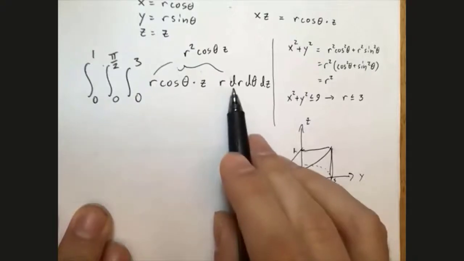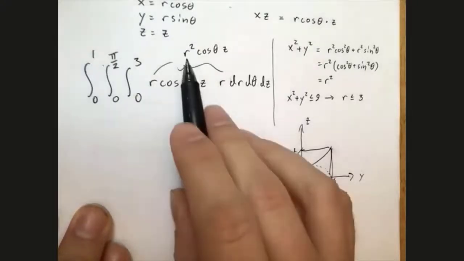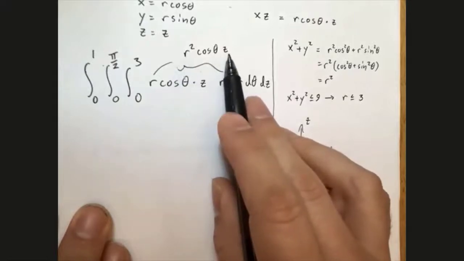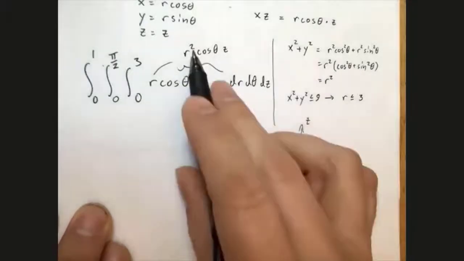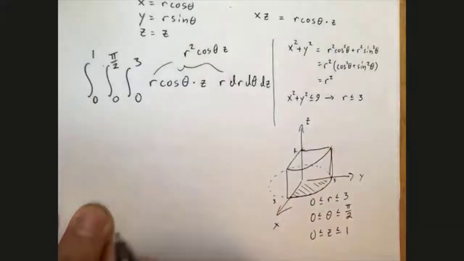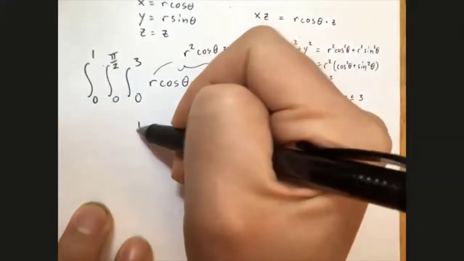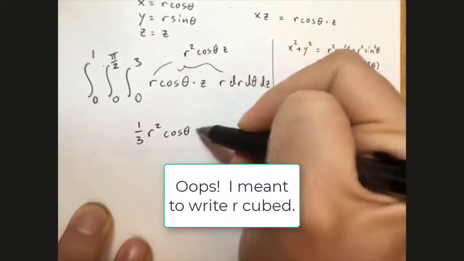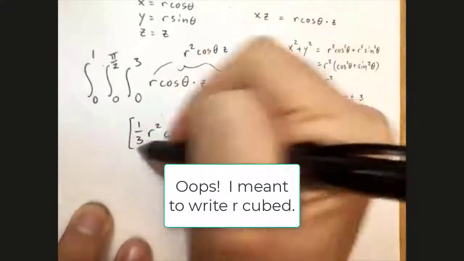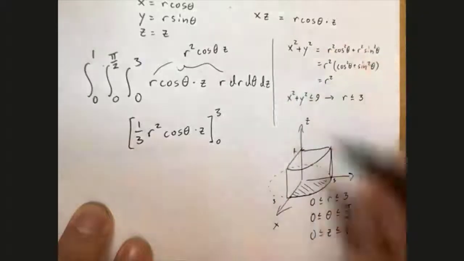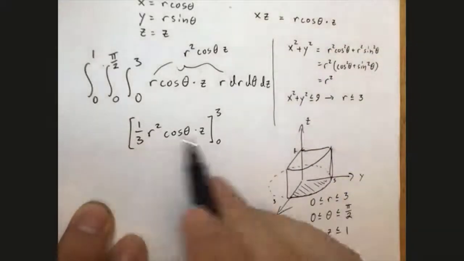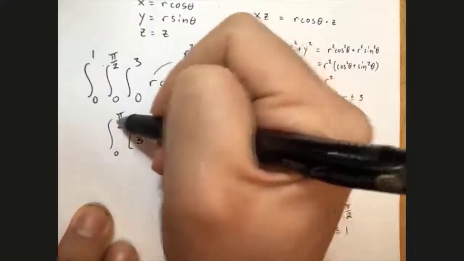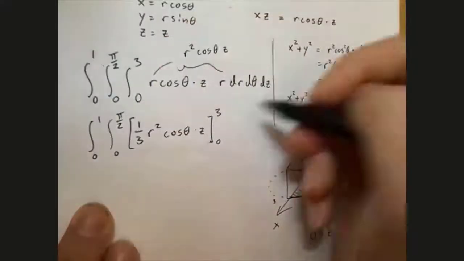First we're integrating with respect to r, so we're going to anti-differentiate r squared. We're treating theta and z as constants. So the antiderivative of r squared is 1/3 r cubed, right? So 1/3 r cubed cosine theta z. We're going to evaluate that from 0 to 3, and then we're going to integrate that answer according to what we had out there.